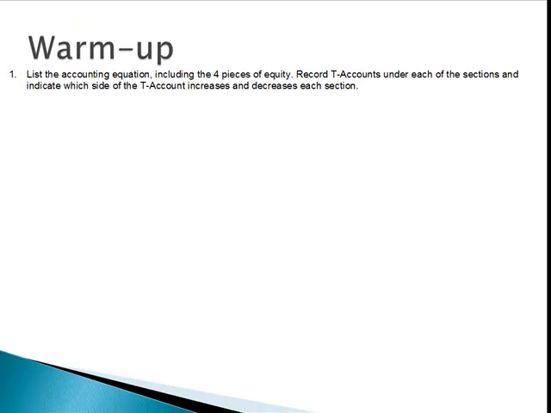Let's start with a warm-up. This is from your handout. So go ahead right now, pause the video after you've listened to the instructions, but list out the accounting equation, including the 4 pieces of equity. Record T accounts under each one of the sections and indicate which side is an increase and which side is a decrease. Okay, and if you can't do this without looking at any notes, you need to stop and study.